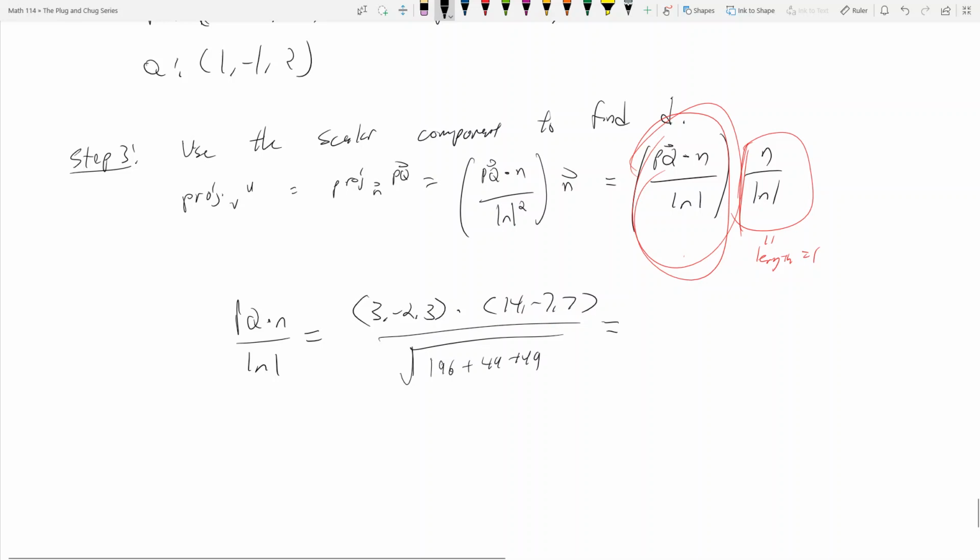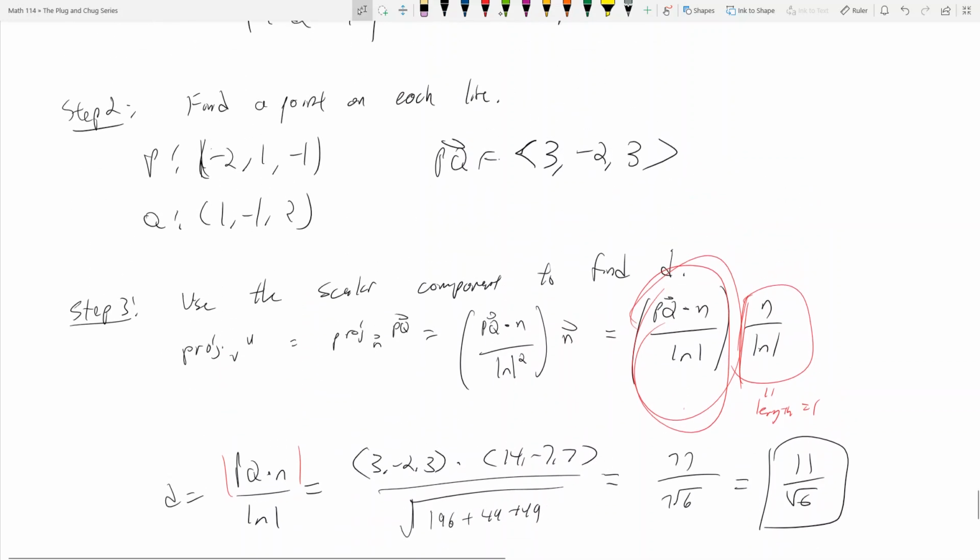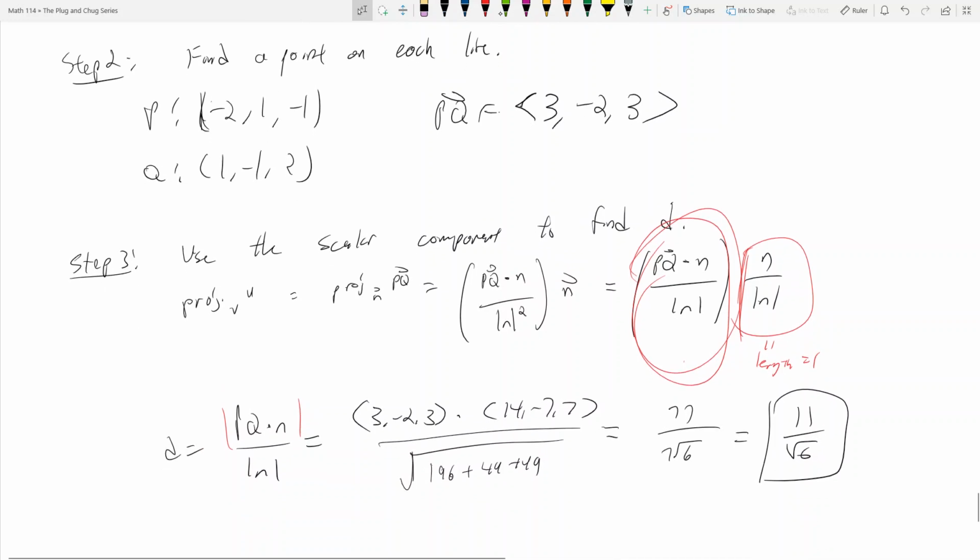All right, and so on top you get 42 plus 14 plus 21, which is 77. And on the bottom, you get essentially 49, 49. This has a 49 in it, so it's 7 root 6. And so this is 11 root 6. Okay? And of course, if this dot product was negative, it needs to be positive. So you need to put some absolute value signs on it, because it doesn't make sense to have negative distance. Cool. We're done.